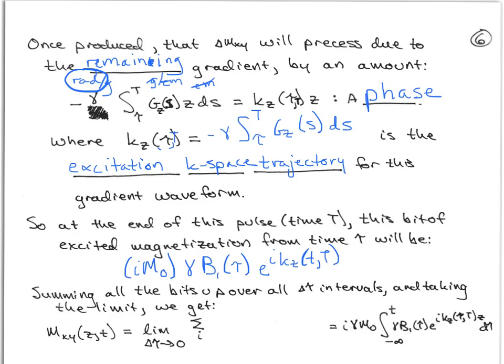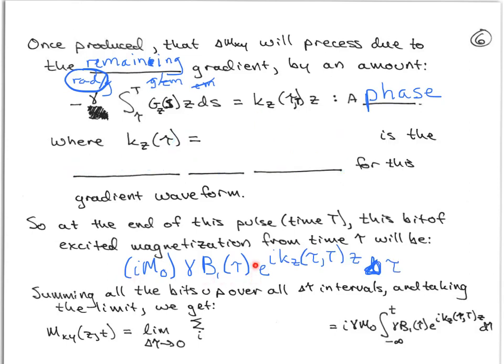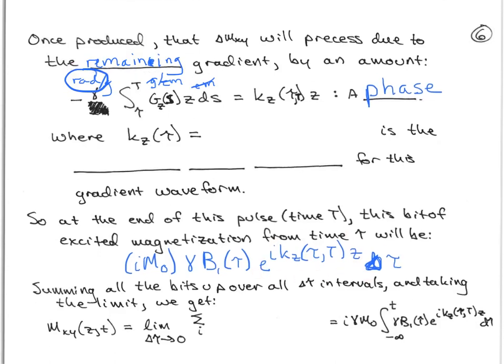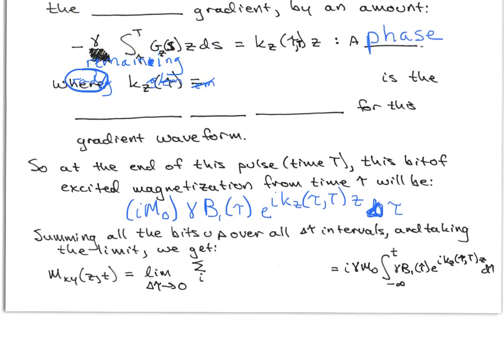Okay, so e to the i kz of tau to capital T times z times delta tau, right? So it's just multiplying that expression we showed on the previous page for the amount of magnetization produced by this step in time, times the phase it's going to accrue up until the end of the pulse, and summing all of the bits up over the delta tau intervals. Now see, this weirdness happened here too. That's annoying. Okay, so summing up all the bits that we've excited over all the delta tau intervals and taking the limit, we will get the following.